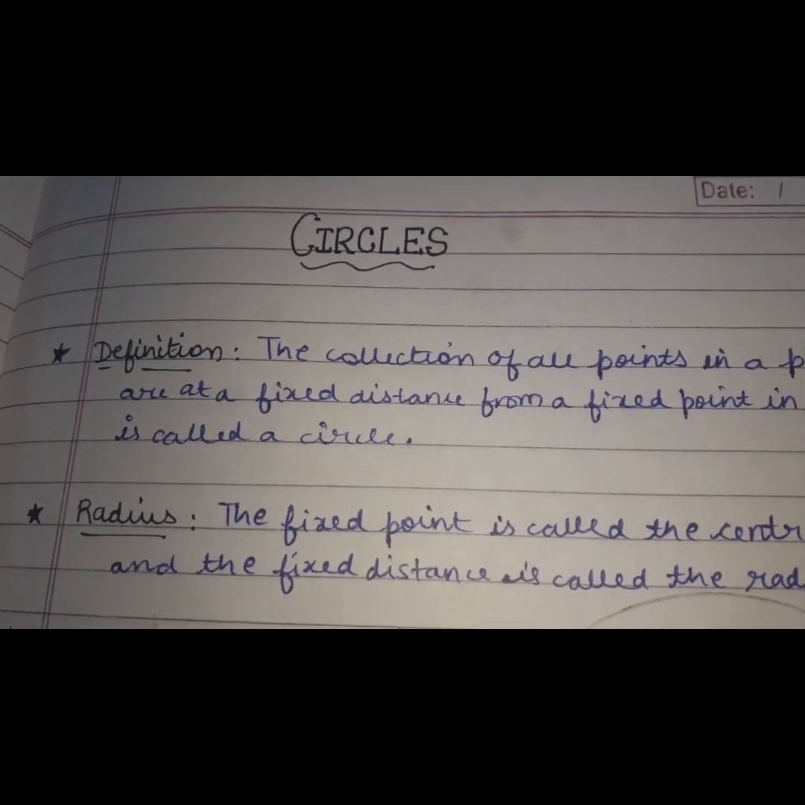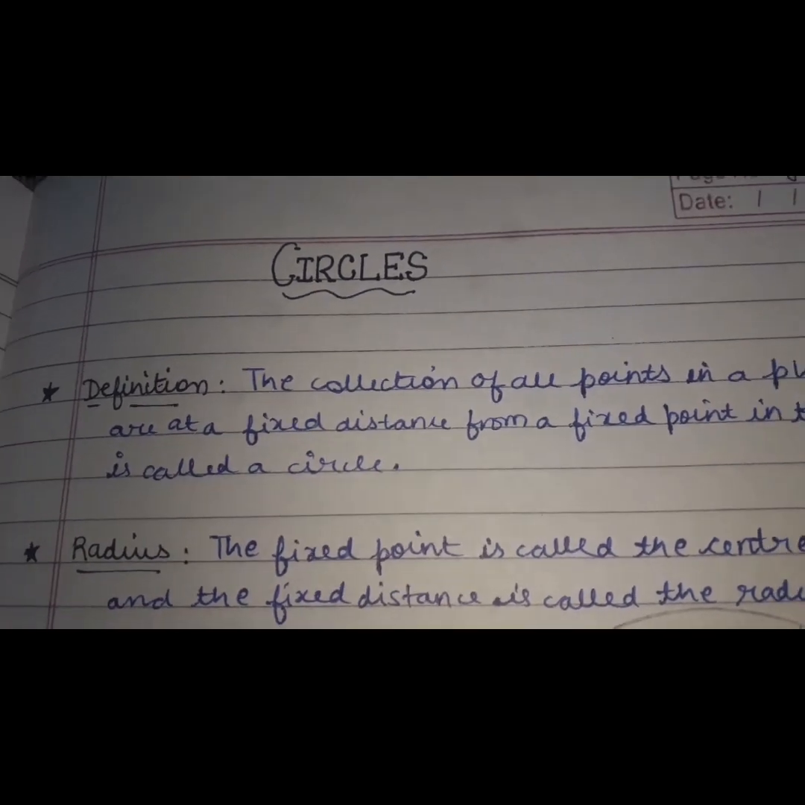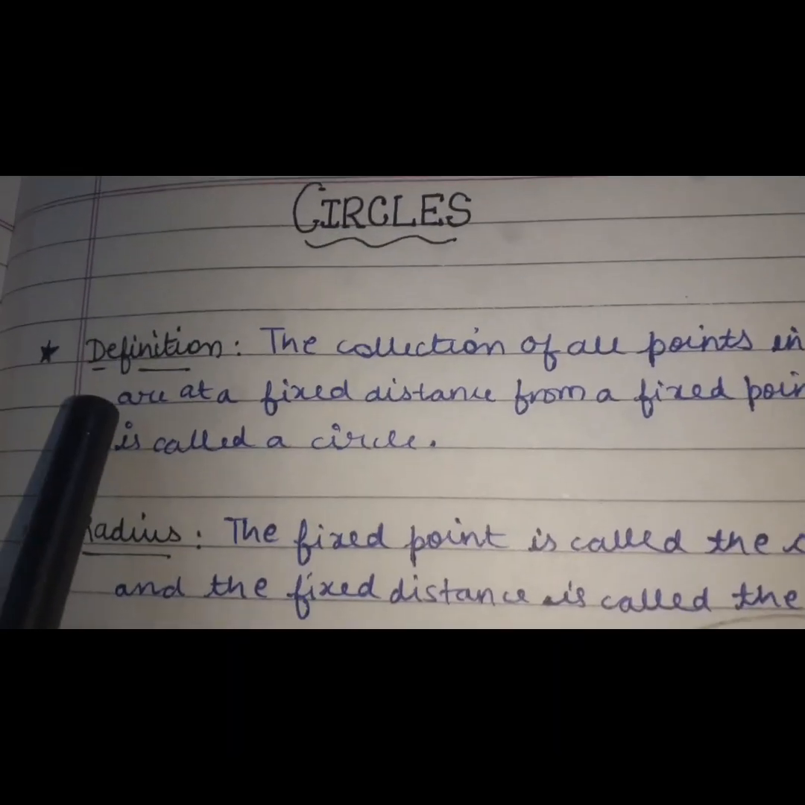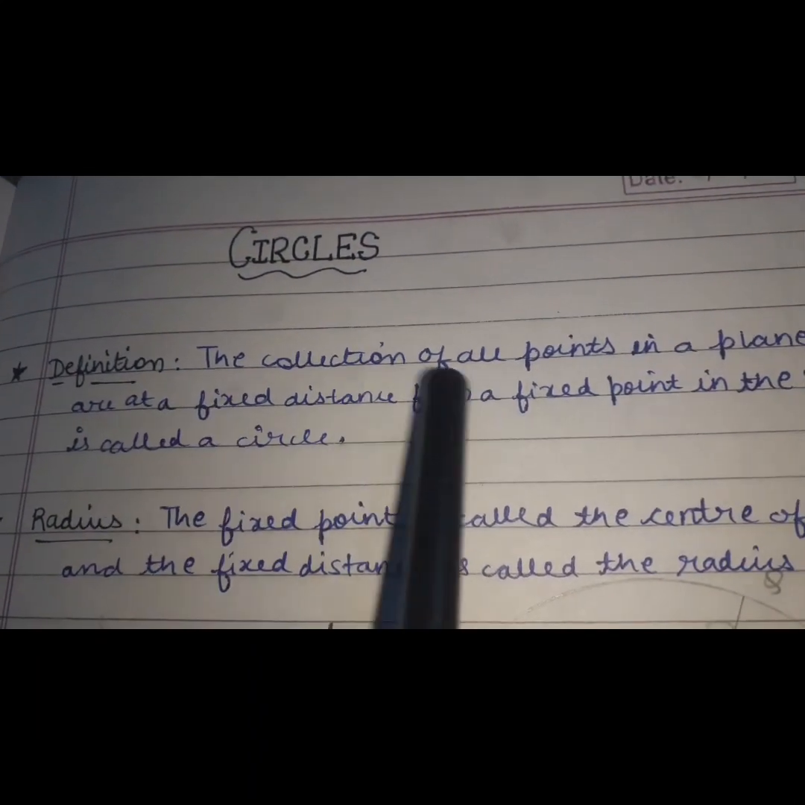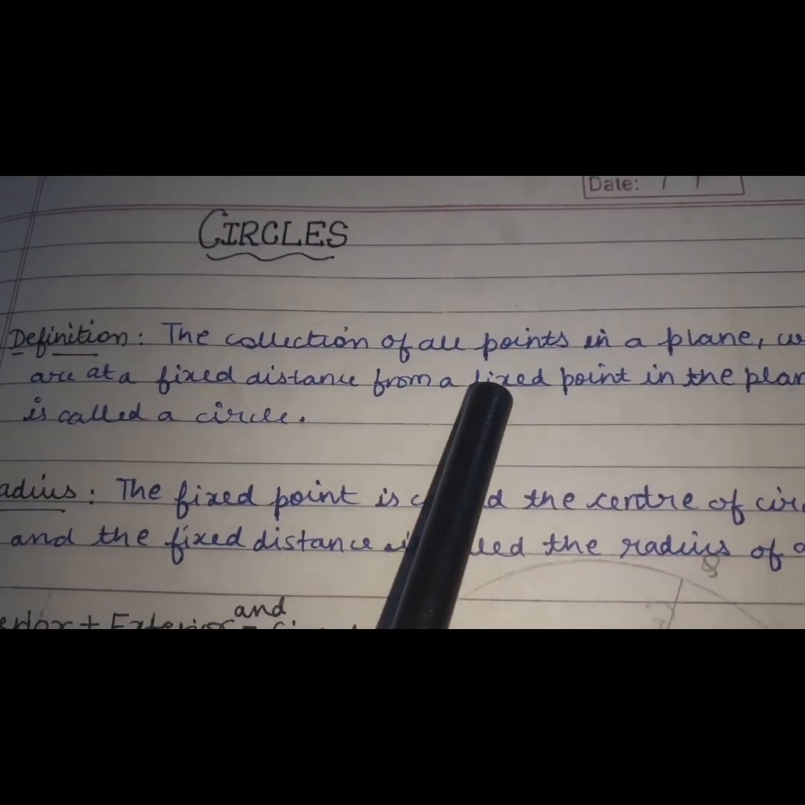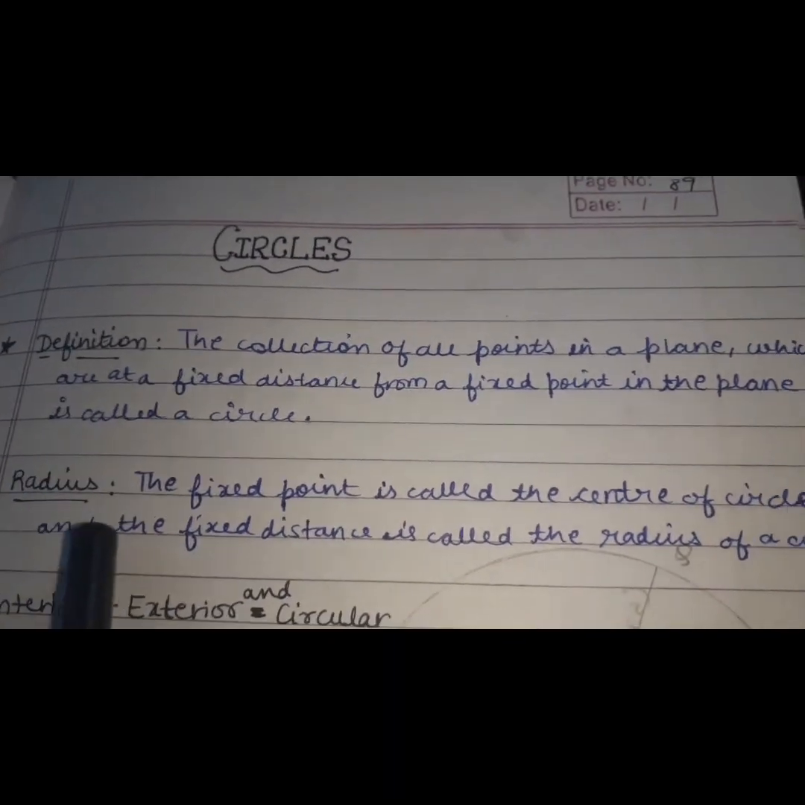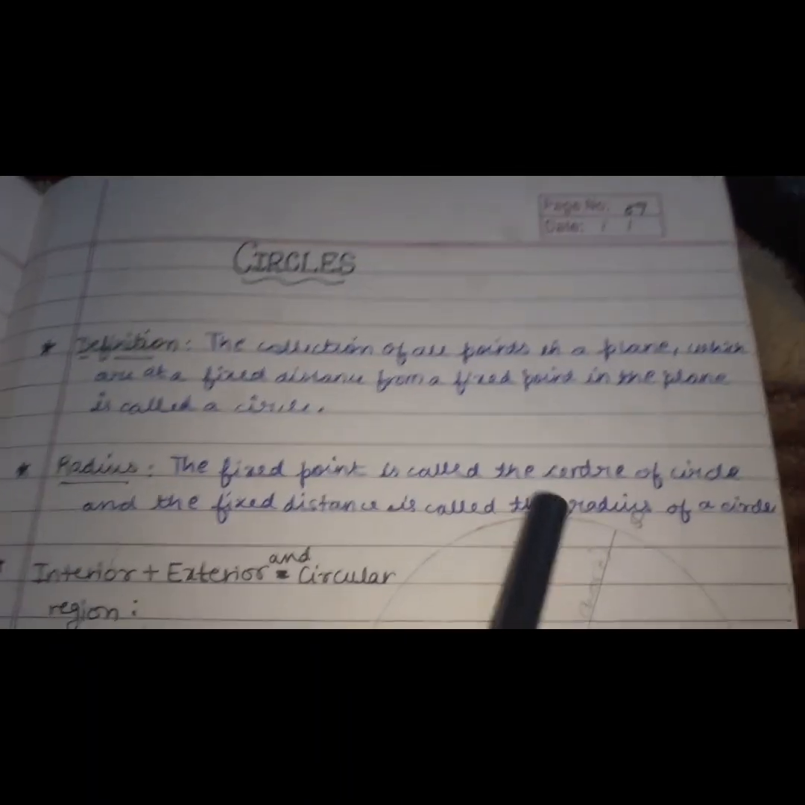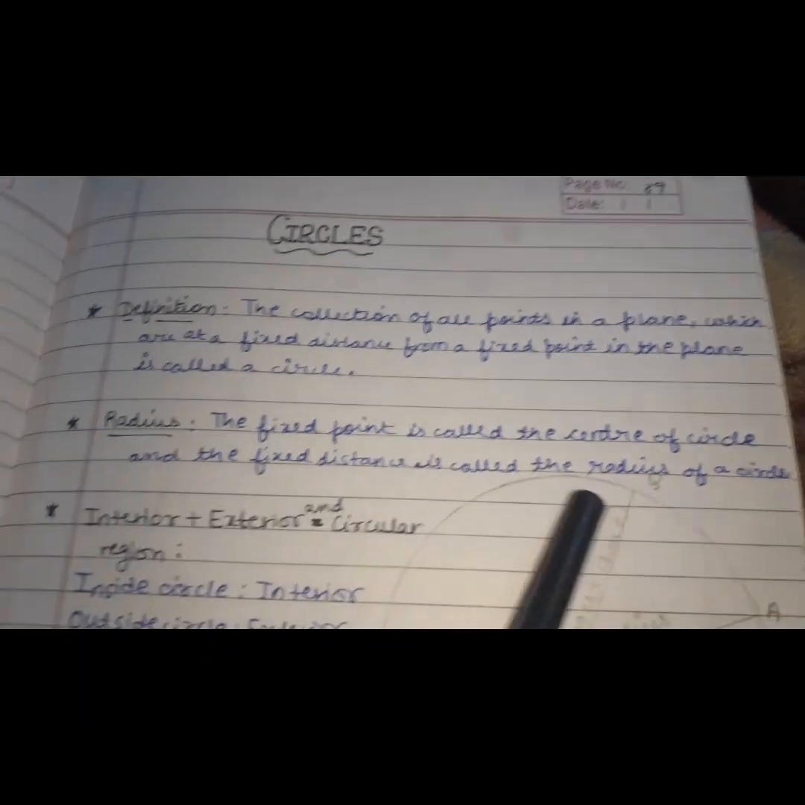So starting with the notes, or the introductory part, you can say. Very firstly, we have the definition. What is the definition of a circle? A circle is nothing but a collection of all points in a plane which are at a fixed distance from a fixed point in the plane. It is called a circle. The fixed point is called the center of the circle, and the fixed distance is called the radius of the circle.